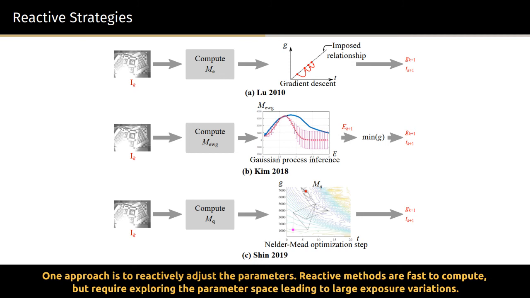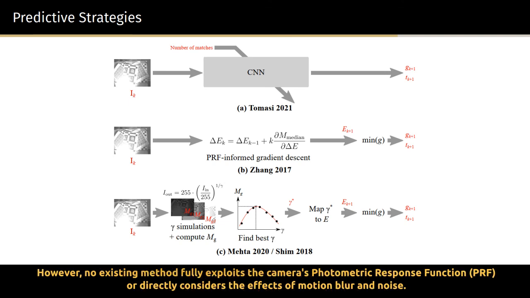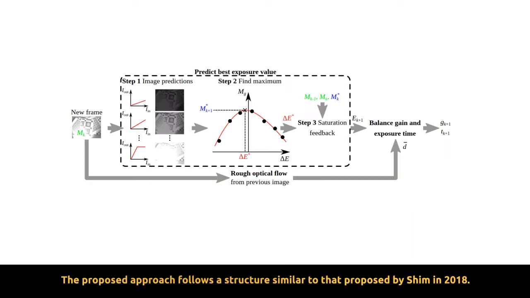One general approach is to reactively adjust these parameters. Reactive methods are fast to compute, but require exploring the parameter space, leading to large exposure variations. To avoid sampling the parameter space, predictive methods incorporate some learned or known model of the camera. However, no existing method fully exploits the camera photometric response function or directly considers the effects of motion blur and noise.